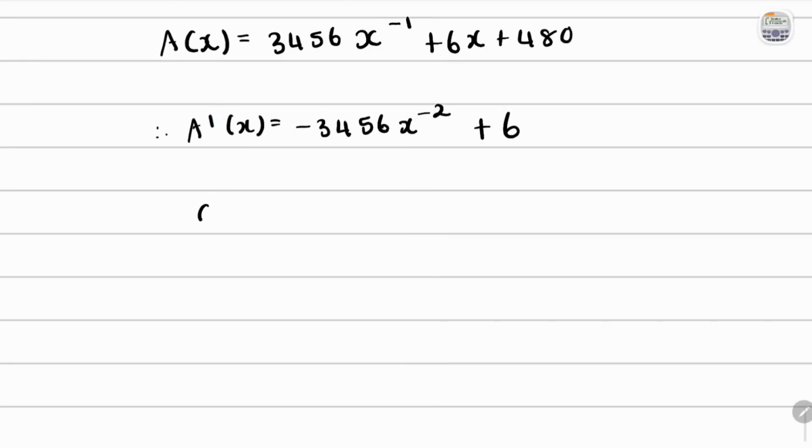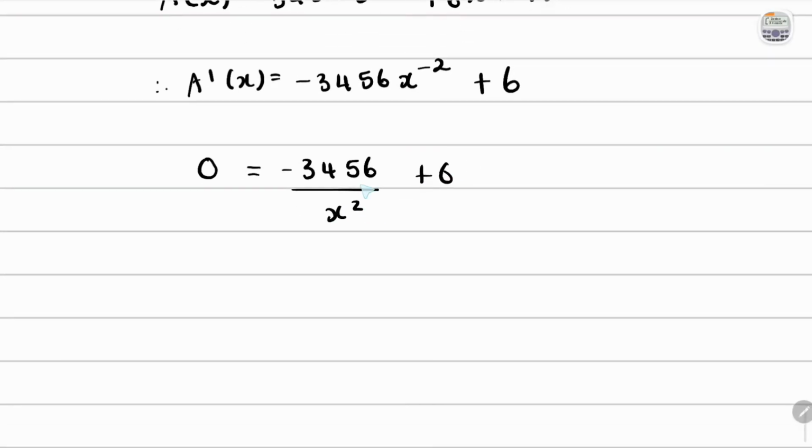So we set the derivative equal to 0, and we can take this opportunity to bring that x down to the denominator again. Sorry, that is a 6 over x squared and then plus 6. And then we can take this over since it's negative. So it becomes positive 3, 4, 5, 6 over x squared equals 6.